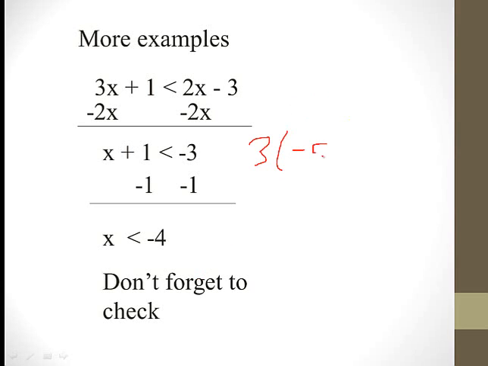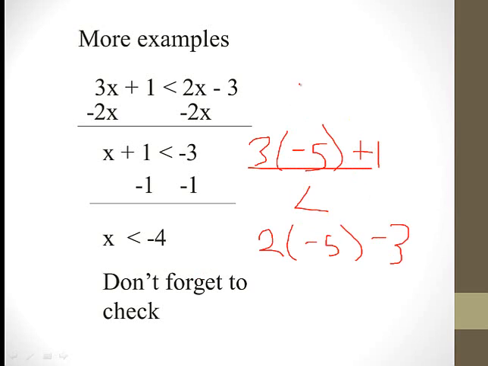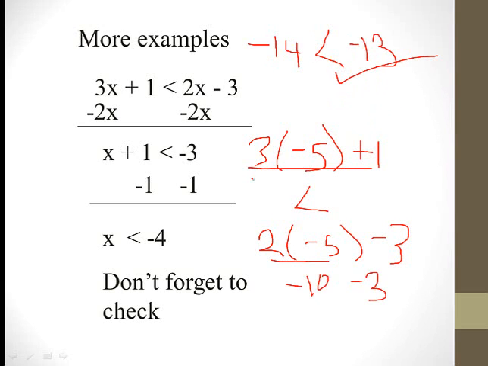Is 3 times -5 plus 1 less than 2 times -5 minus 3? What's 3 times -5? -15 plus 1 is -14. Is that less than what's 2 times -5? -10 minus 3 is -13. Is -14 less than -13? It actually is, so yes, we're good.